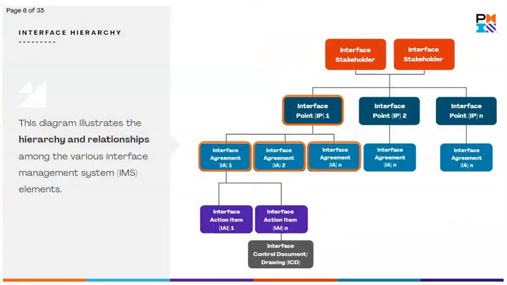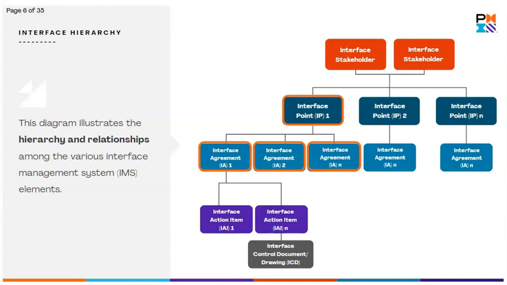This diagram illustrates the hierarchy and relationships among the various Interface Management System, or IMS, elements. It is a process-driven network. As mentioned in Section 1 of this course, interface stakeholders are involved in several interface points, or IPs, and require deliverables, such as pieces of information and tasks, to efficiently handle them.